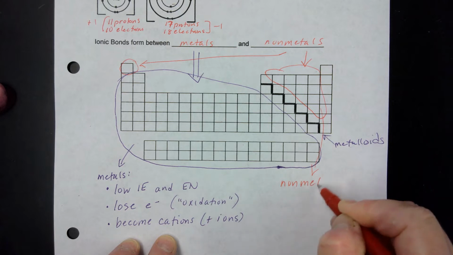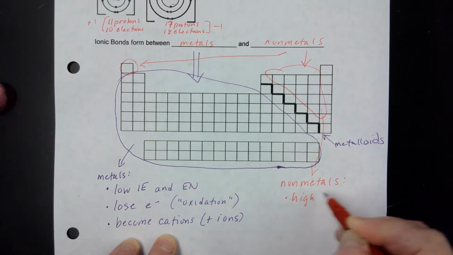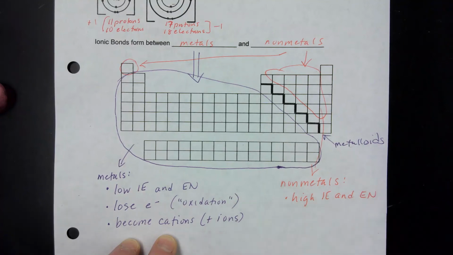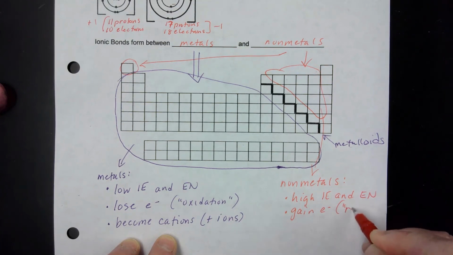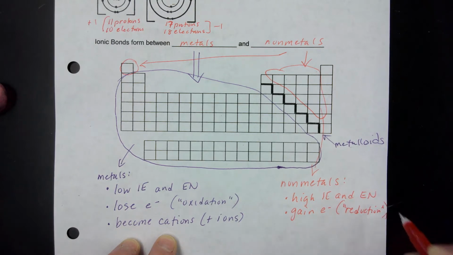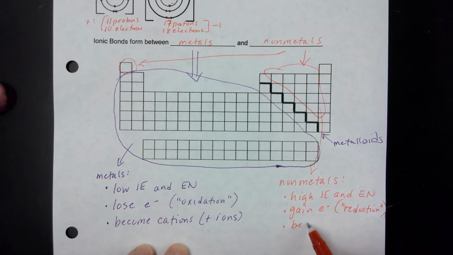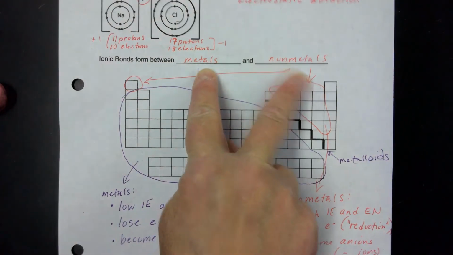The nonmetals have a high ionization energy and electronegativity, and so they are more likely to gain electrons through a process known as reduction. And when they gain those electrons, they become anions, which of course are negatively charged ions. So because metals become cations and nonmetals become anions, you typically need a cation and anion to have that oppositely charged electrostatic attraction. So we typically say with the general rule that ionic bonds form between metals and nonmetals.